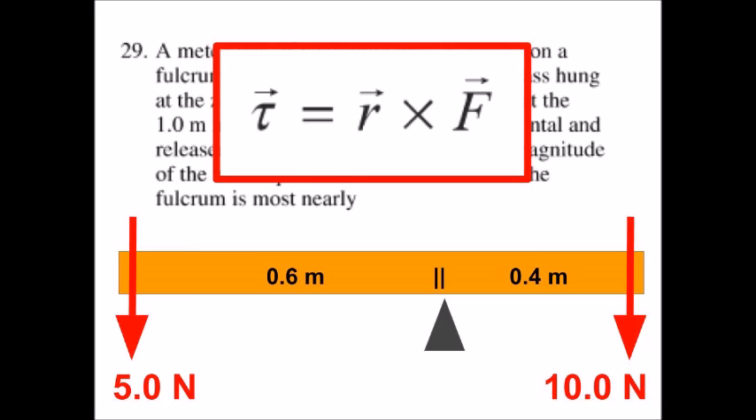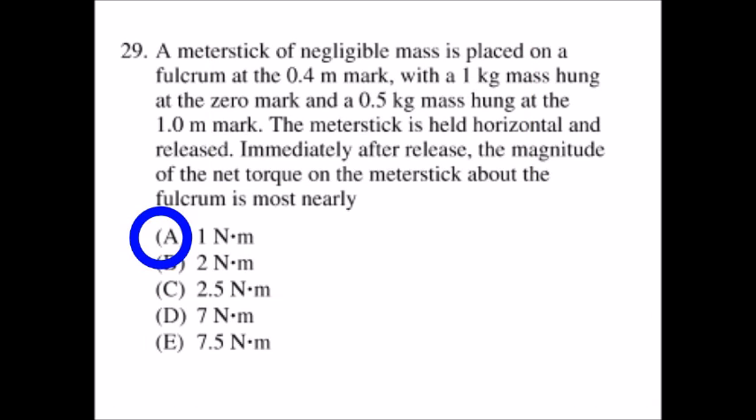And now we get to use torque is equal to r cross F. Torque is equal to the perpendicular force times the radial displacement to the fulcrum, and then we multiply 10 times 0.4, and we multiply 0.6 times 5, and we notice that they're going in opposite directions, so 4 minus 3 is 1 Newton meter.